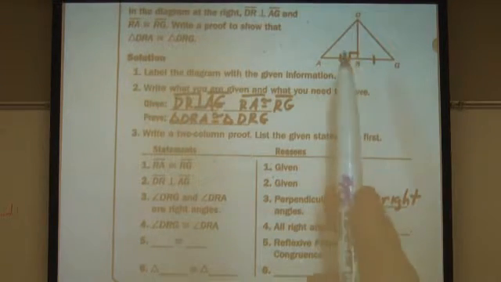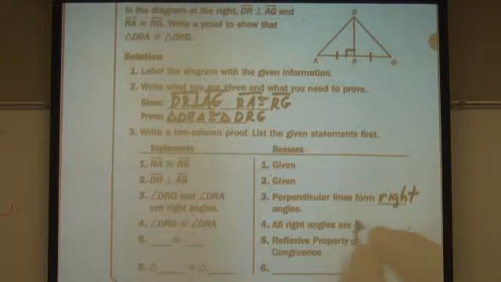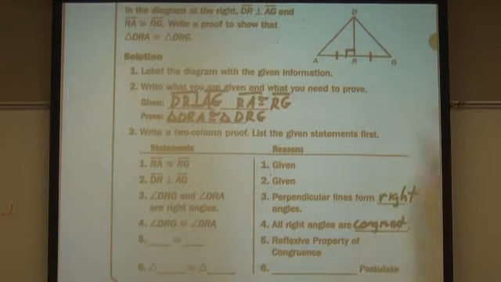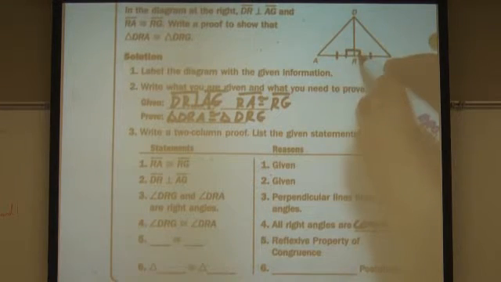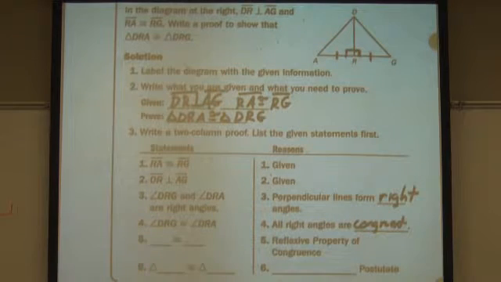Now, how do we know that DRA is congruent to DRG? How do we know that these angles are congruent? Well, look at step 3. Statement 3 said that they were right angles. If they're both right angles, then they have to be congruent to each other because we had a postulate that stated that all right angles are congruent. So I'm going to go ahead and mark in my picture the other right angle up here. So now I have two congruent sides and two congruent angles.